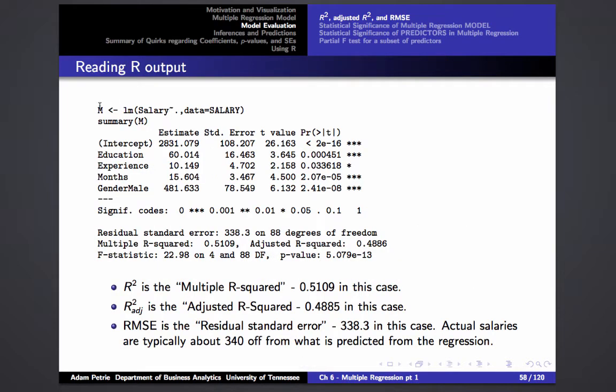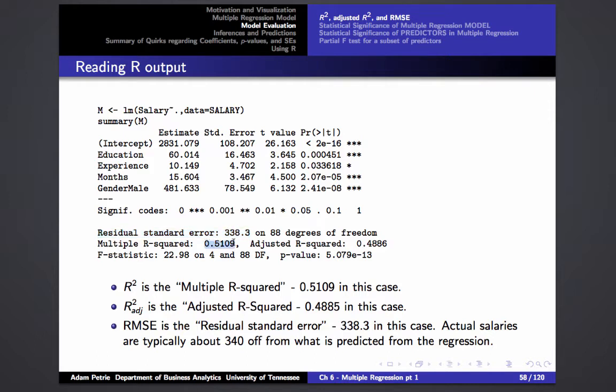Okay, here's an example of our output. Where do we look? Well, we look down at the last few lines. The RMSE is that residual standard error. So in the salary example, we typically make an error of about $340 when predicting salaries.